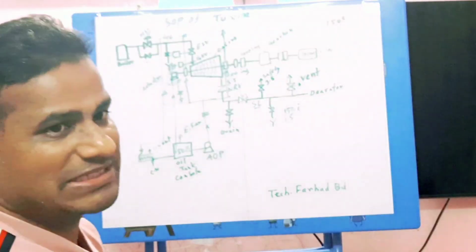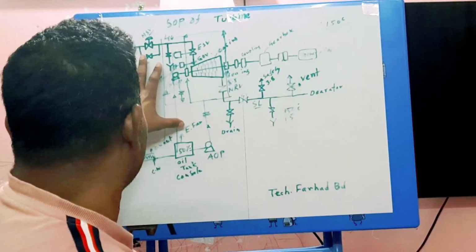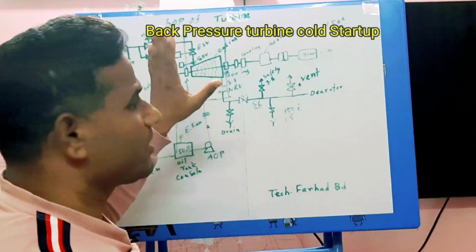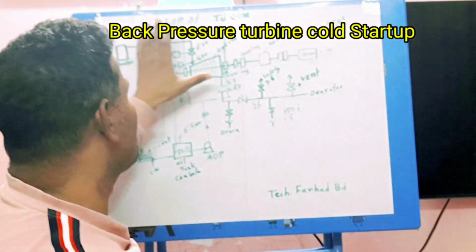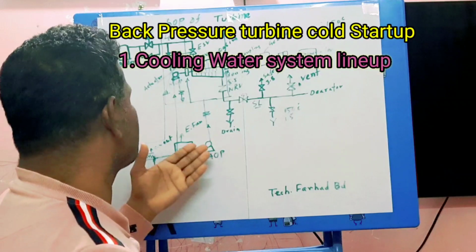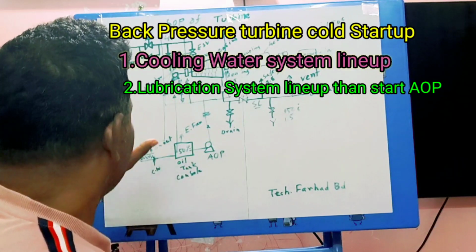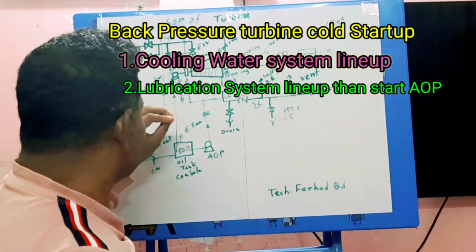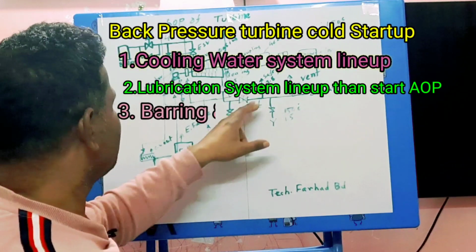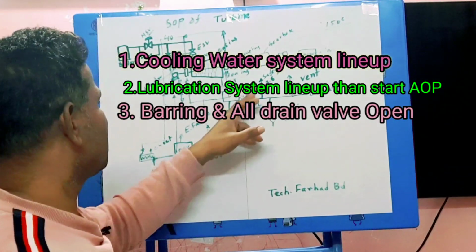Viewers, now I am explaining again the cold startup of the back pressure turbine. For cold startup of the back pressure turbine, first you have to line up the cooling water system. After lining up the cooling water system, secondly you have to start the auxiliary pump for the lubrication system. After starting the auxiliary pump for the lubrication system, you have to open all the drain valves and this exhaust or LP side, low pressure steam side isolation valve.